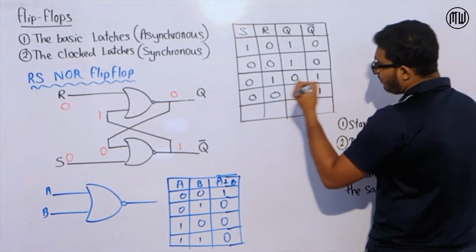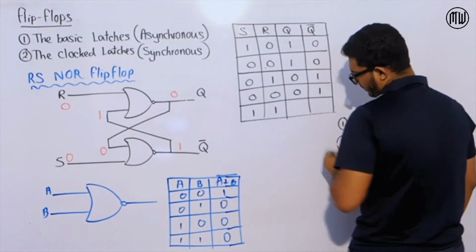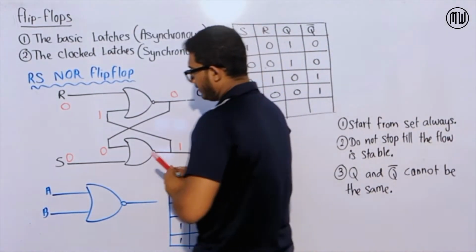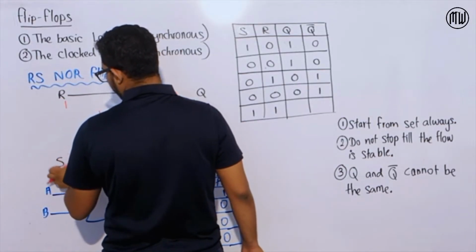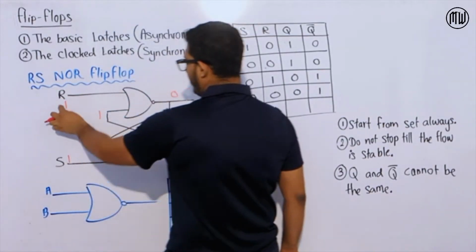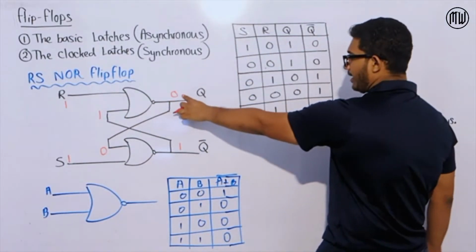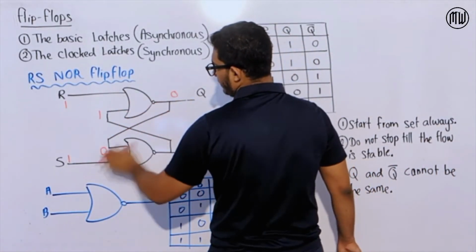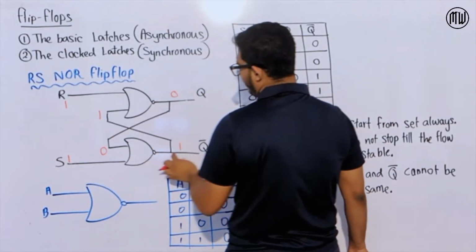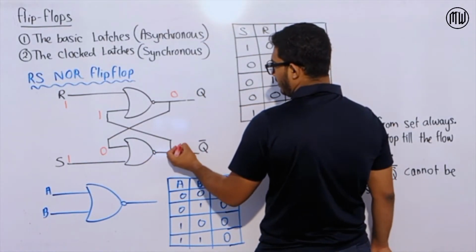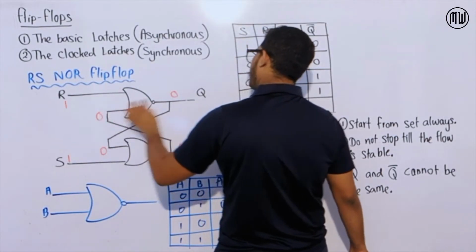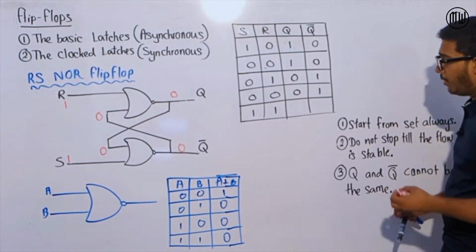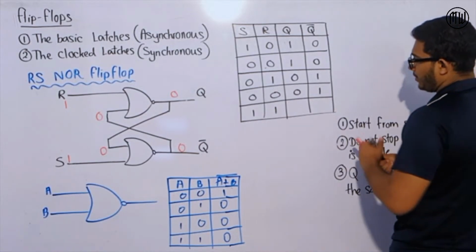Right? Finally, let's try 1 and 1. We have 1 here, meaning 0 here. That 0 goes to here. Both Q and Q bar are 0.